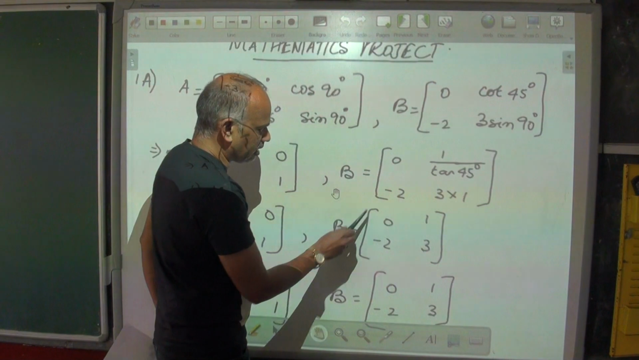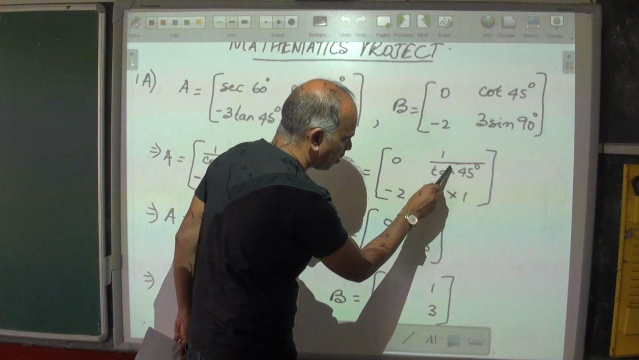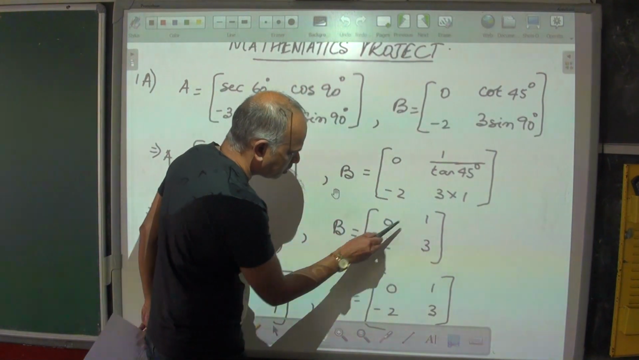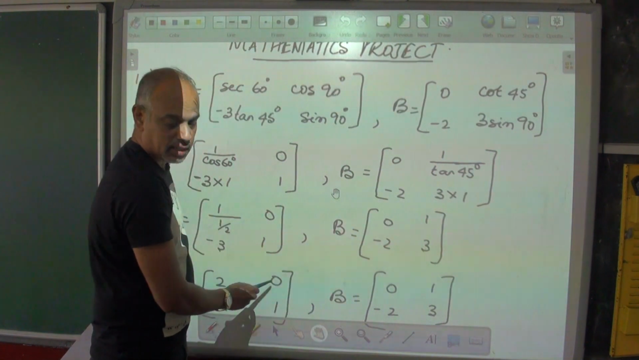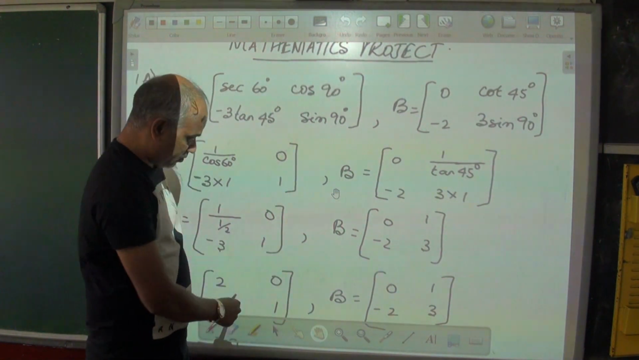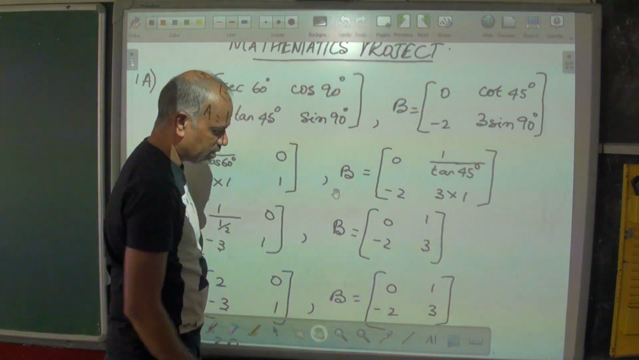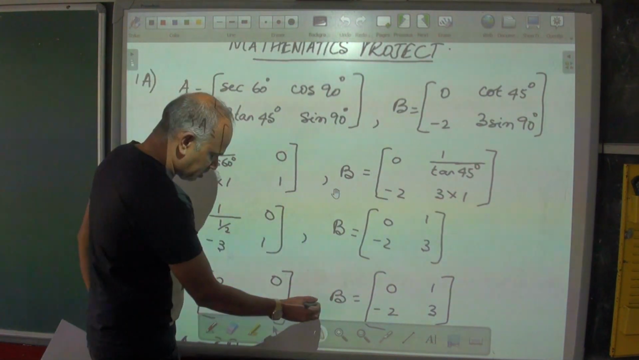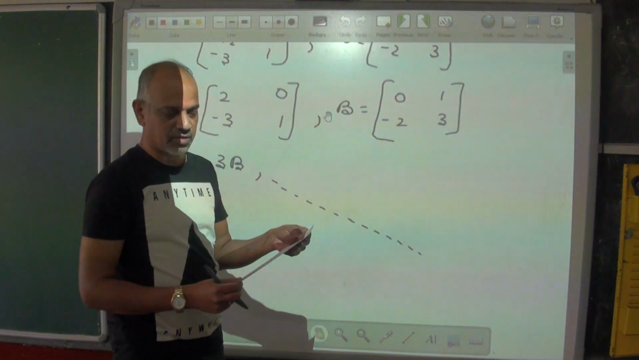So matrix B is 0. 1 by tan 45 is also 1. 1 by 1, which will give you 1. Minus 2 and 3 into 1 is 3. So you got both the matrices in the form of numbers. Okay. No more trigonometric ratios. Everything is with respect to numbers. Okay. Now after this, there are a few questions which are asked. There are 3 subdivisions of the question.